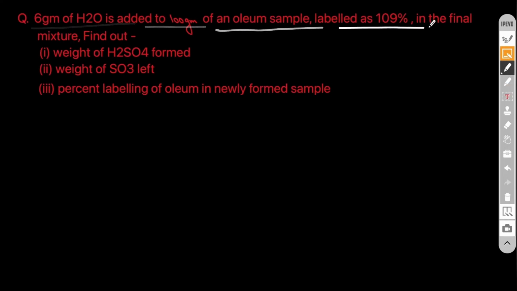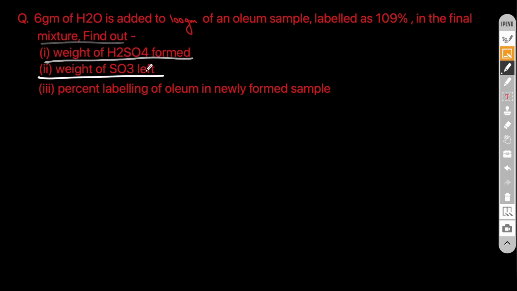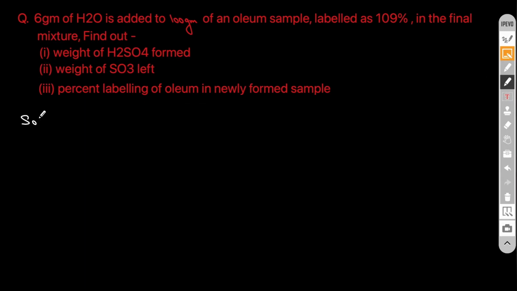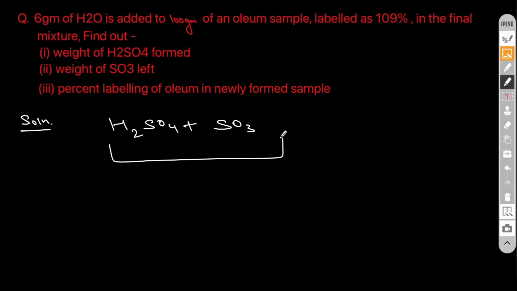6 gram of water is added to 100 gram of an oleum sample labeled as 109%. In the final mixture, find the weight of H2SO4 formed, weight of SO3 left, and percentage labeling of oleum in the newly formed sample. So we know oleum is a mixture of H2SO4 and SO3, right? So here it's 100 gram, and in a standard 100 gram oleum mixture, the weight of H2SO4 is 60 gram and SO3 is 40 grams.